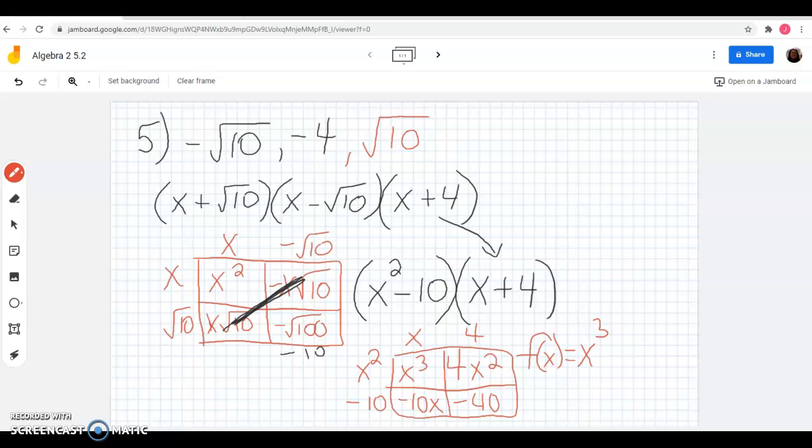So x cubed plus 4x squared minus 10x minus 40. Now I ran out of space. I couldn't put it all on the same line, but that is my answer then. And that's the type of answer you're looking for as you work each of these out. The biggest thing here is just making sure you include the conjugate of whatever term has one in your problem.